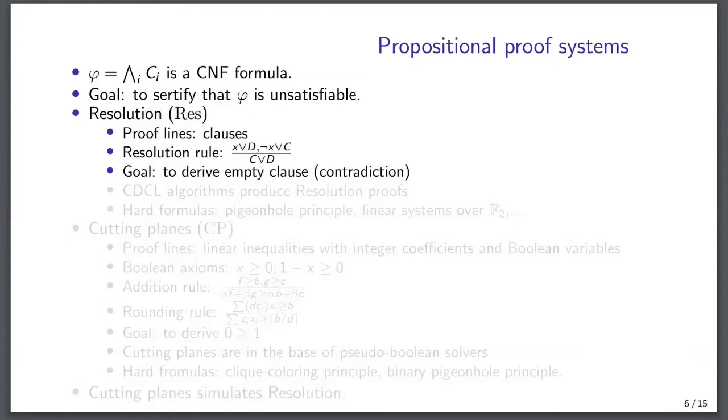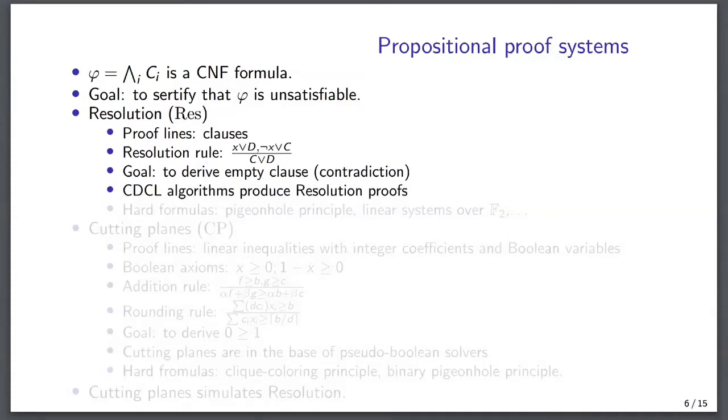I briefly remind two classical proof systems. First of all, the resolution. In resolution, proof lines are clauses. We use clauses of the initial formula, and we can infer new clauses using only one very simple rule. And the goal is to infer an empty clause, that is a contradiction. If you want to prove that a formula is unsatisfiable, you use this rule and derive new clauses, and if you derive the empty clause, you prove that the formula is unsatisfiable.